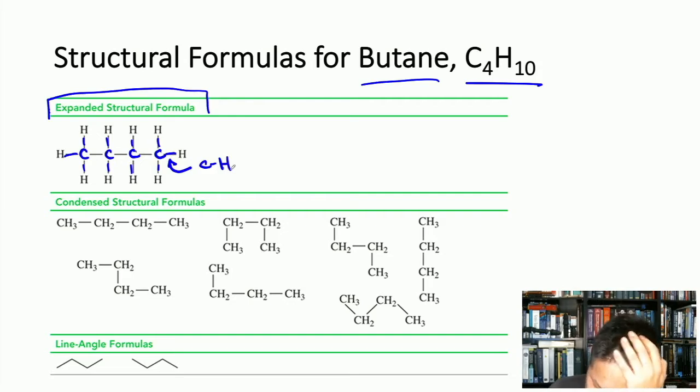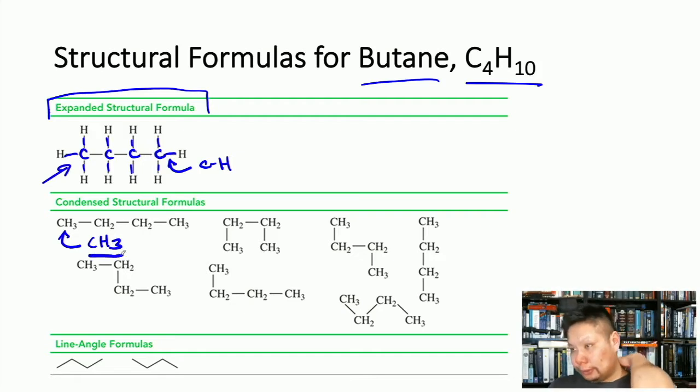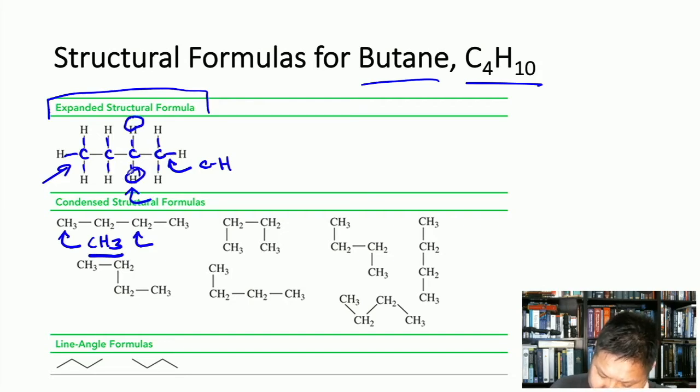In a condensed structural formula, though, we don't draw the bond between the carbon and the hydrogen. We just write how many hydrogens are there. So at the end carbon, obviously, you can see from the expanded formula there are 3 hydrogens. So in the condensed formula, we just have to write CH3 for 3 hydrogens at the end of that carbon. For a center carbon, right? Like this one here, how many hydrogens do you see? There's 1 and 2. So here in the condensed formula, we just write it as CH2.